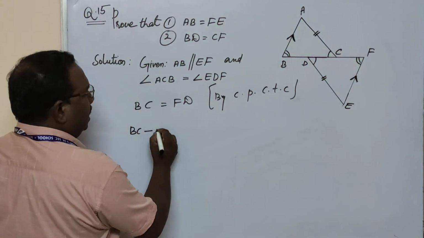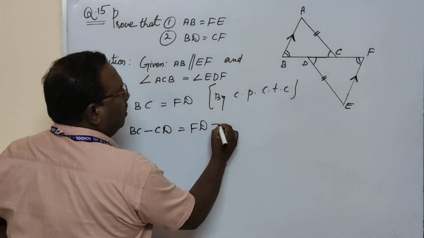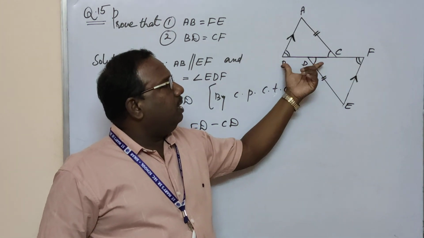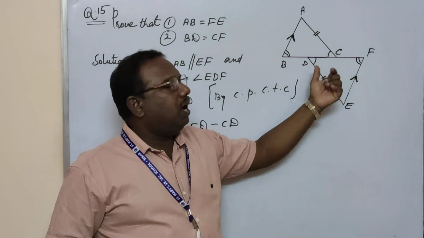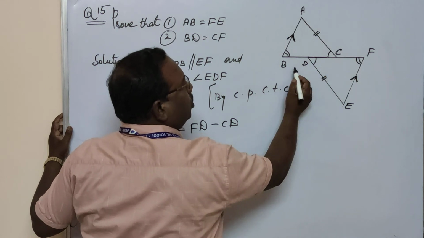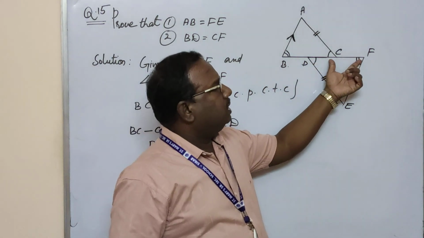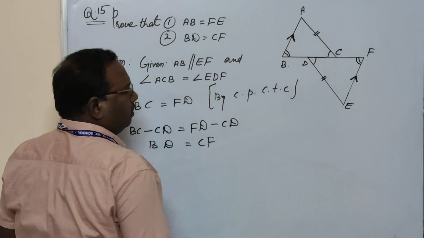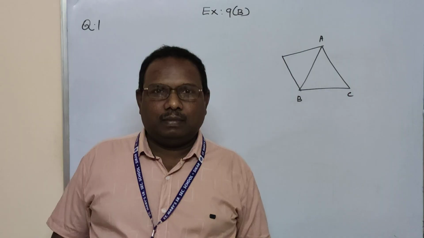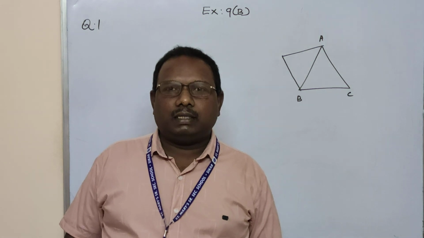BC minus CD is equal to FD minus CD. I subtracted CD from each of BC and FD. Okay. And after subtracting CD from BC, what do you get? BD. BD is equal to CF. Okay, this is the solution of the second part. Let's conclude exercise 9A. Now we are going to begin exercise 9B.